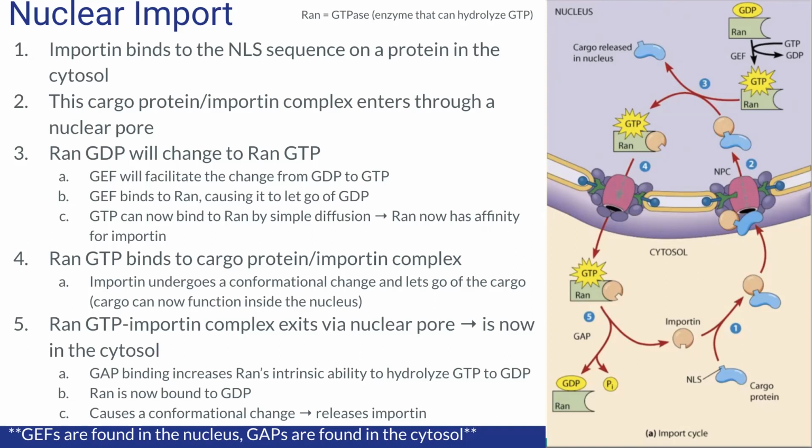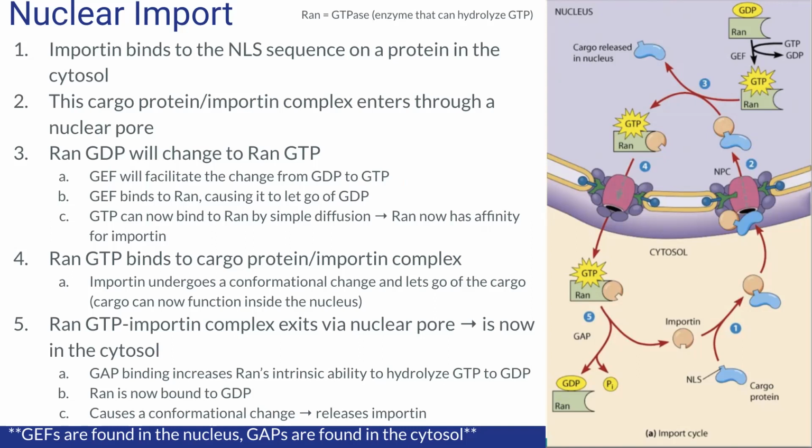So with the intrinsic rate of hydrolysis being that low, is that why when it's in the nucleus, RAN does not hydrolyze the GTP before exporting? Yeah, probably. I don't think she says that in class, but that's good reasoning for why that would be the case. And with that, is there no GAP present inside of the nucleus? No, so GEF is localized to the nucleus specifically, and GAP will be localized to the cytosol.